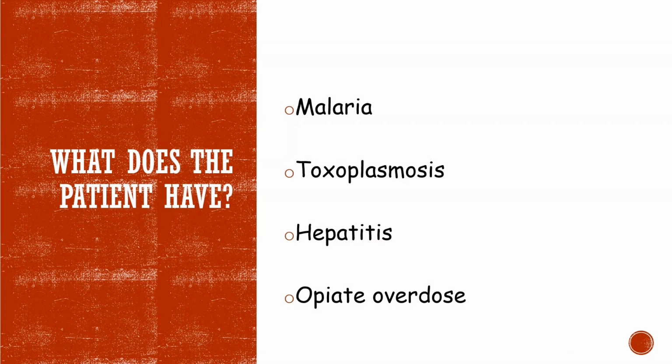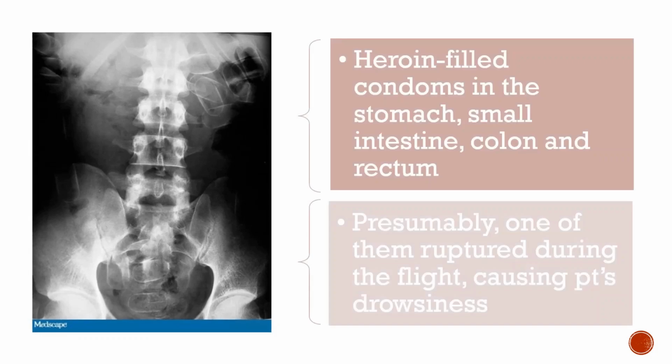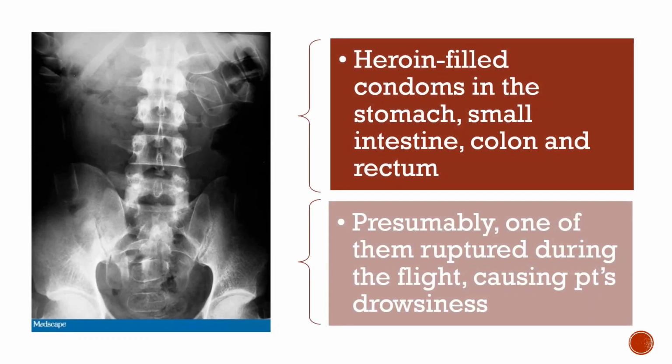Like most of you would have rightly guessed, it is opiate overdose. We shall look into the details. Let's begin by examining this x-ray carefully. What do we see? We see some drug-filled condoms in the stomach, small intestine, colon, and rectum. Presumably one of them must have ruptured during the flight, causing the patient's drowsiness and other symptoms.